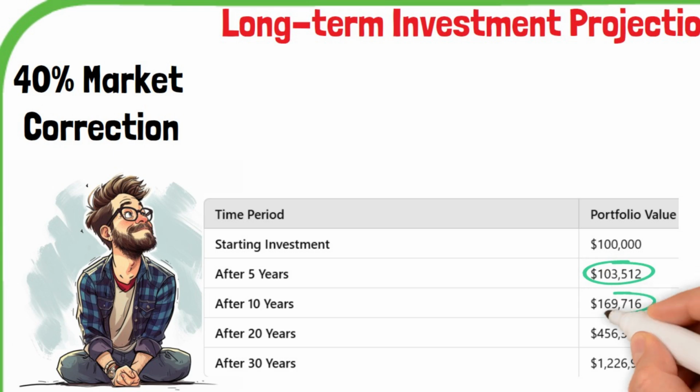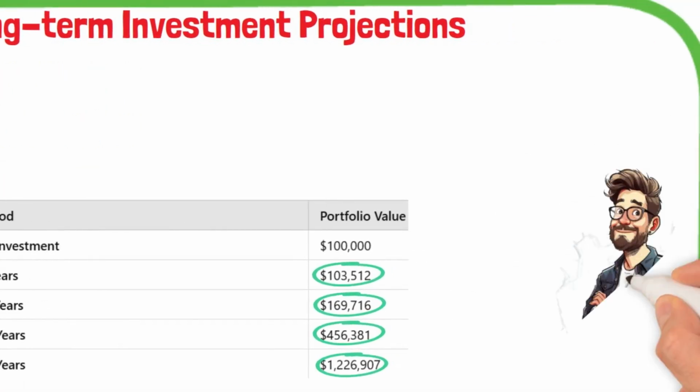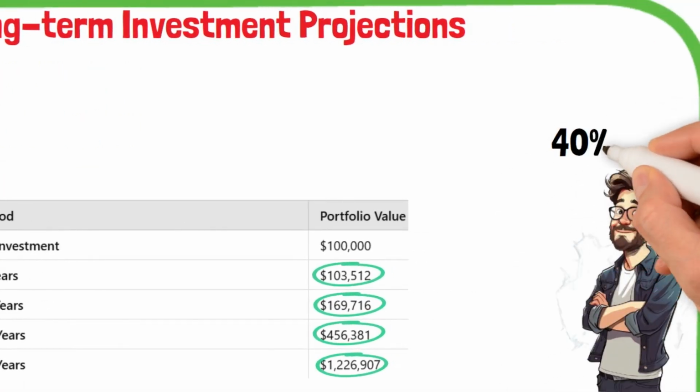After 10 years, $169,716. After 20 years, $456,381. After 30 years, $1,226,907. Scenario 2. Harry follows the Buffett indicator, raises 40% cash before correction.